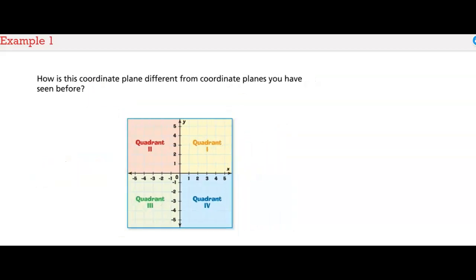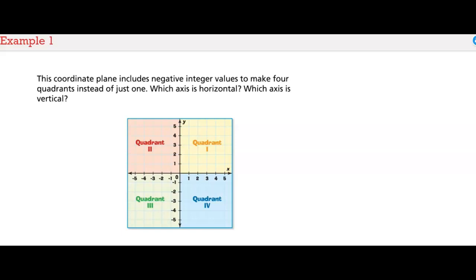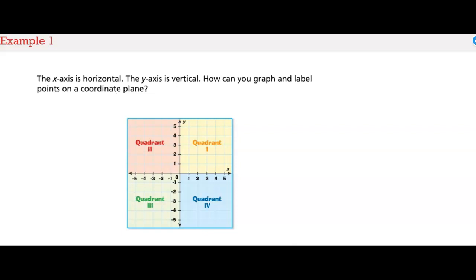How is this coordinate plane different from coordinate planes you have seen before? This coordinate plane includes negative integer values to make 4 quadrants instead of just 1. Which axis is horizontal? Which axis is vertical? The x-axis is horizontal. The y-axis is vertical. How can you graph and label points on a coordinate plane?